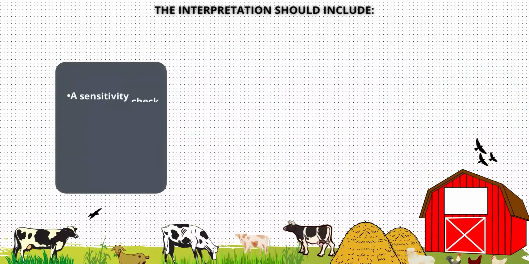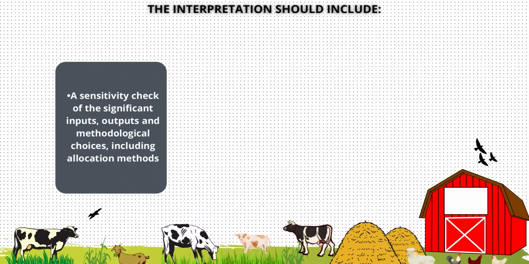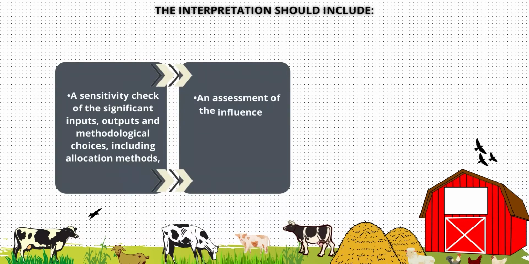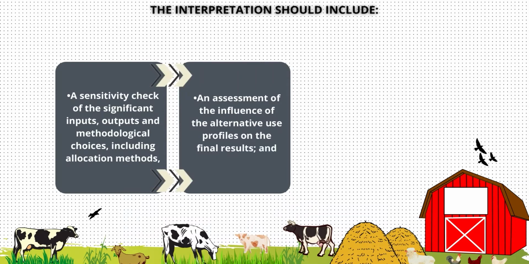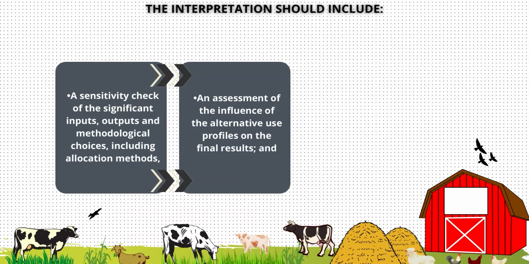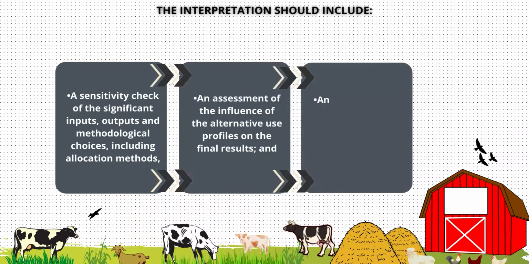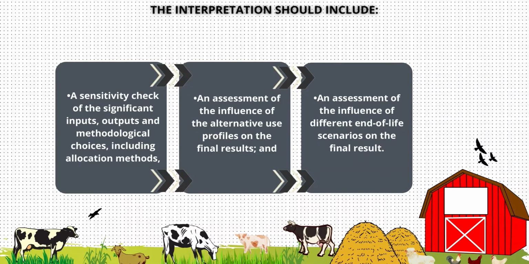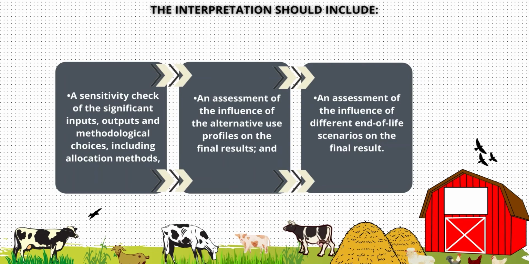In this step, the interpretation should include these 3 requirements. First, a sensitivity check of the significant inputs, outputs, and methodological choices, including allocation methods, in order to understand the sensitivity and uncertainty of the results. Interpretation also should include an assessment of the influence of the alternative use profiles on the final results. And lastly, an assessment of the influence of different end-of-life scenarios on the final result is also included in interpretation.